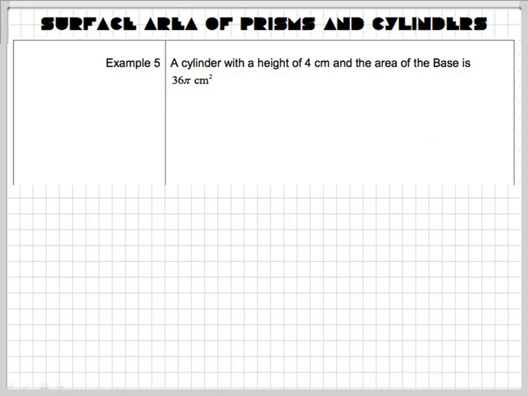So we draw a picture ourselves. They do give us some information. They tell us that the height is 4, and they also tell us that the area of the circle is 36 pi. We have to find the lateral area and the surface area. So let's find the lateral area first. In order to find the lateral area, we must have the circumference. So we need to know what D is.